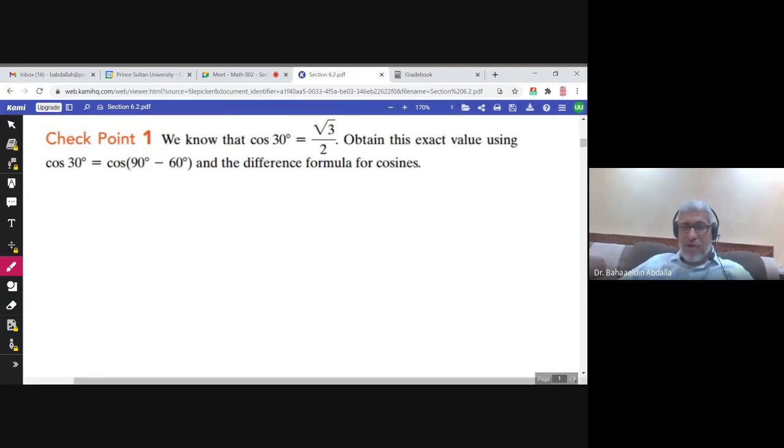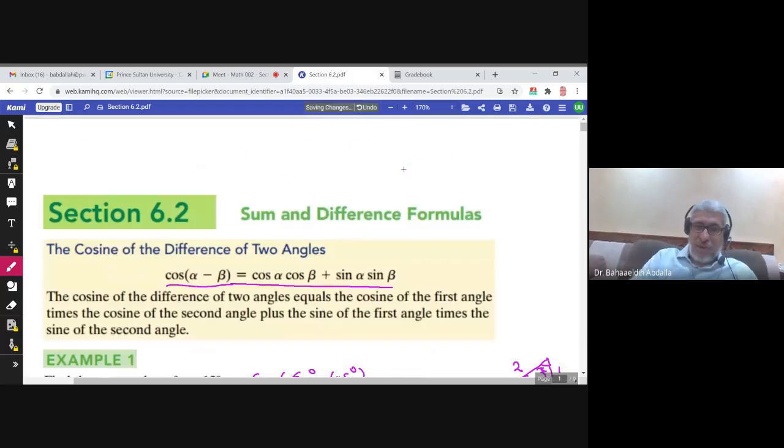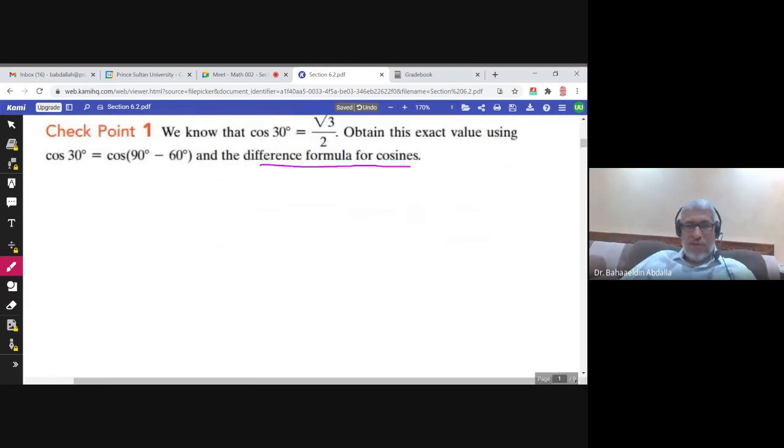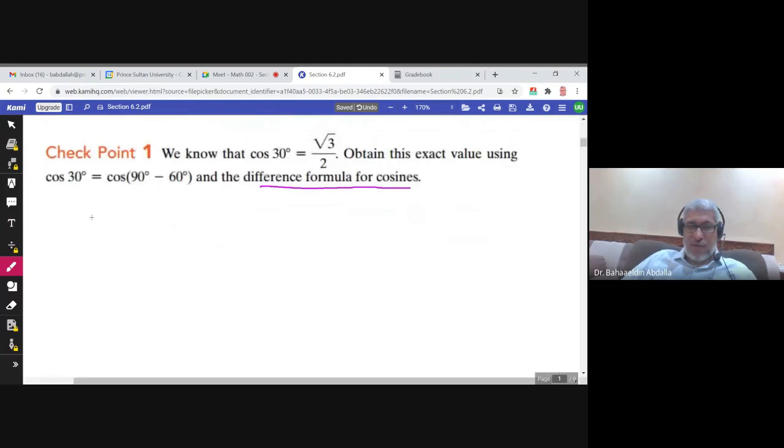Another example: we know that cosine 30 is square root of 3 over 2. Obtain this exact value using cosine 30 equals cosine 90 minus 60 and the difference formula for cosines. The difference formula for cosines is this formula. All right, so cosine 30 equals cosine 90 minus 60. Use the formula.